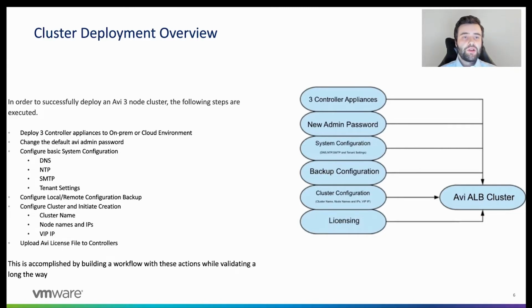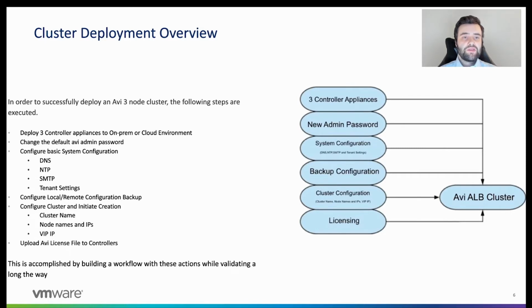Then configure local or external backup configuration using AVI module AVI backup configuration. Once these system settings are configured, we can proceed with the cluster configuration. For this, we will need a cluster name, the node names and IP addresses, as well as the VIP IP address. We will use the AVI module AVI cluster.